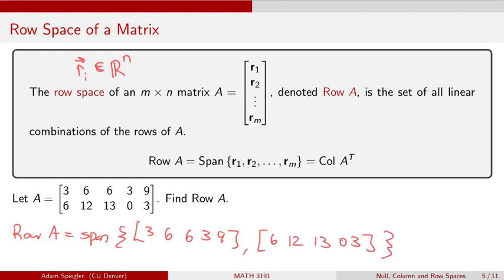And another way that we could have found this row space would be to take this matrix A and write its transpose. So this would now result in the first column being 3, 6, 6, 3, 9, and the second column being 6, 12, 13, 0, 3. So the transpose would be a 5x2 matrix, and then we can go ahead and pull off the column space of this transposed matrix, which would give us exactly the same vectors that we have down below.